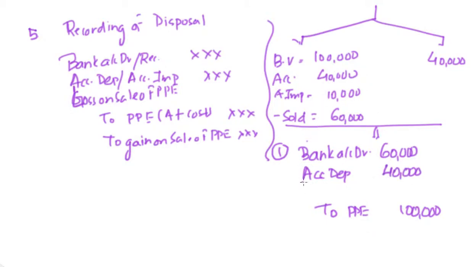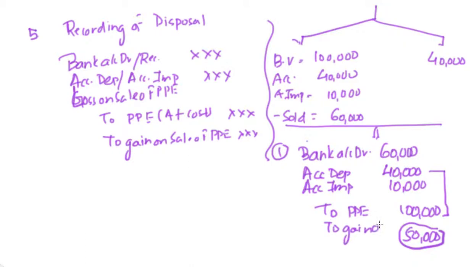And in respect of that particular asset, the accumulated impairment loss was 10,000, which means the net book value was 50,000 at the time of disposal, and we are able to dispose of the asset at $60,000. So definitely there's a gain of $10,000. So here I'm going to record the gain on sale of PP&E at 10,000. See, 110,000 and 110,000. So this is in respect of gain.